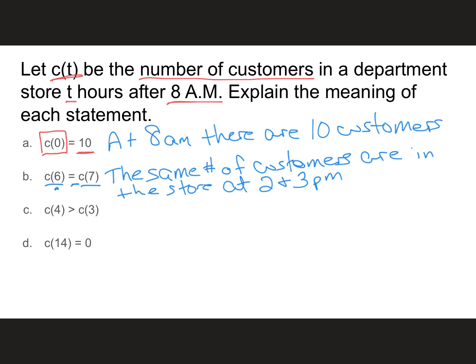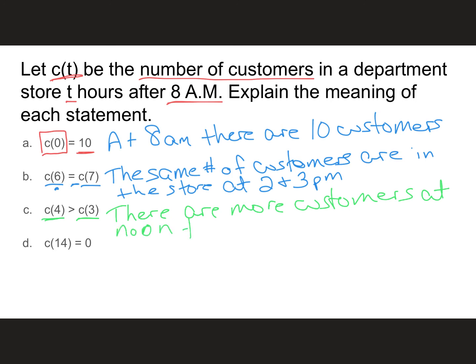So let's look at the next one. C of 4 is greater than C of 3. That just means there are more customers. There are more customers at, 4 hours after 8 a.m. is noon, than at 11 a.m.